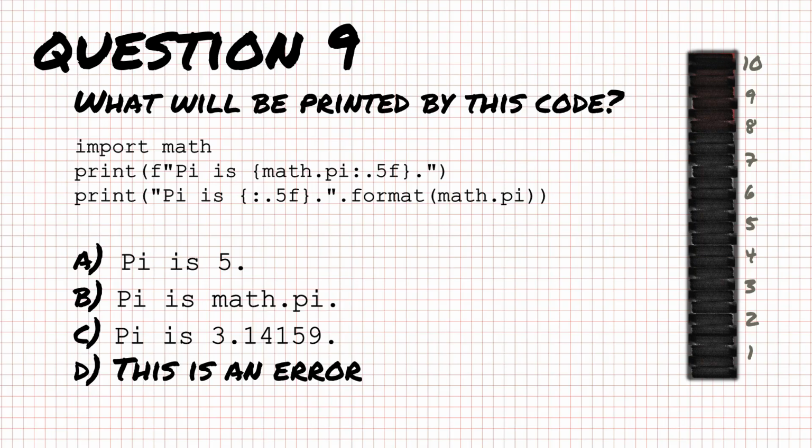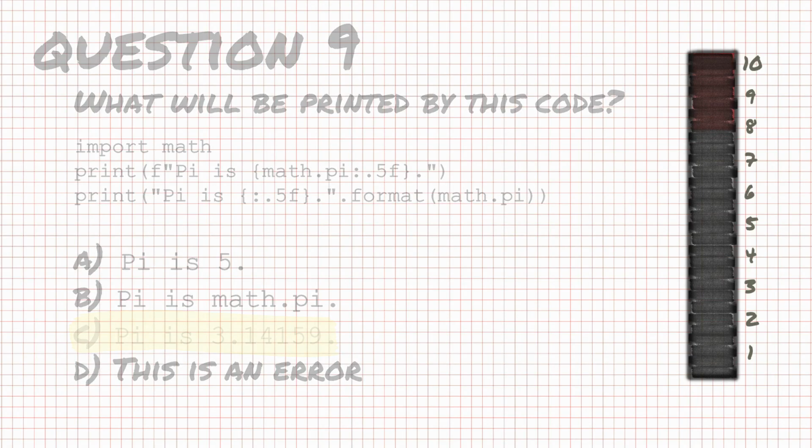The format string will print C, pi is 3.14159. This code formats a floating point expression to 5 decimal places, the 0.5 between the colon and f.